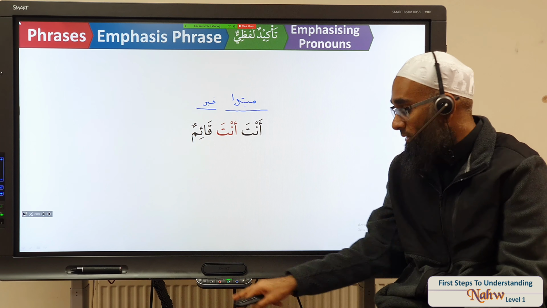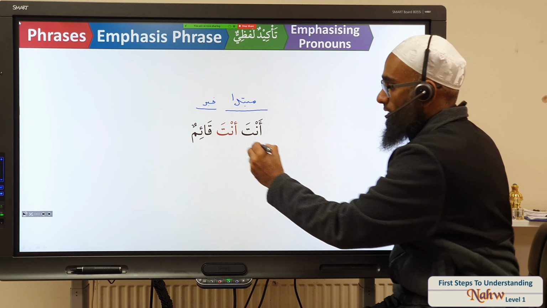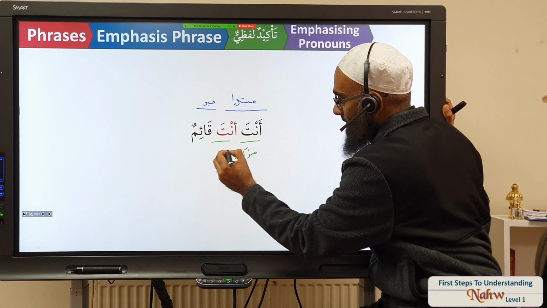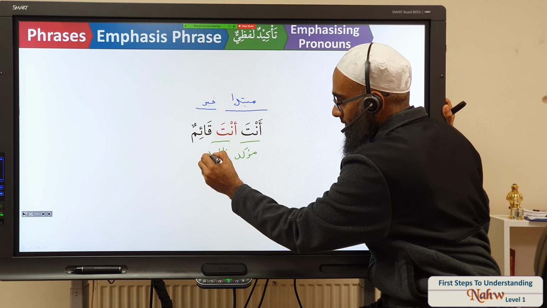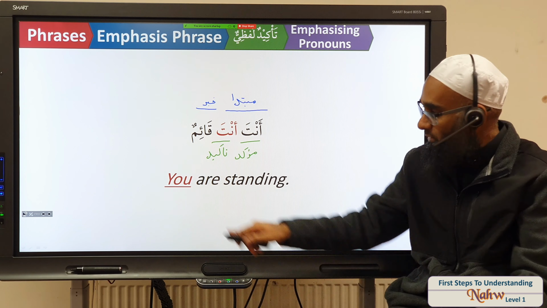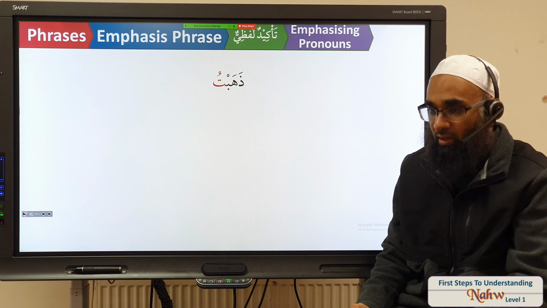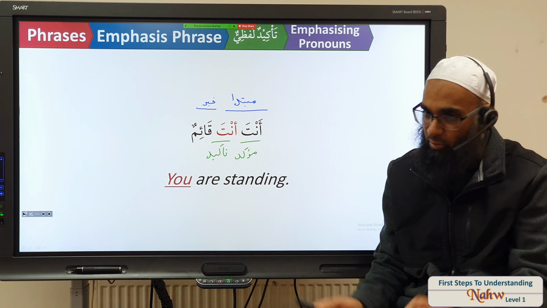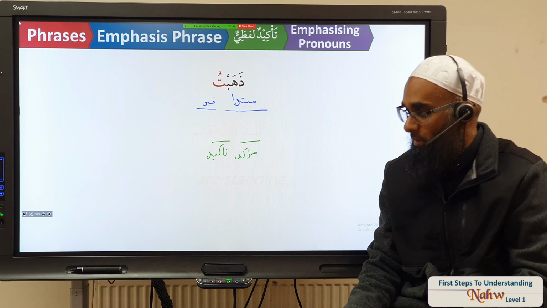And at the bottom, what's the phrase? The phrase breakup. Anta becomes the mu'akkad, and the second anta becomes the ta'keed. Understood? So you are standing, you can underline the you, or we can say what? It is you who is standing. It's the same as the previous one, nothing really special in here.